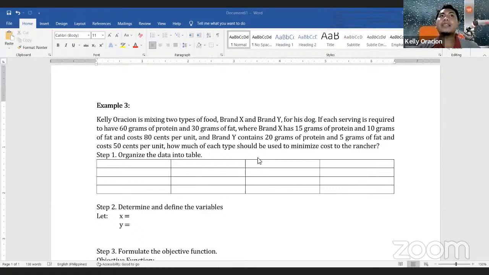If each serving is required to have 60 grams of protein and 30 grams of fat, where brand X has 15 grams of protein and 10 grams of fat and costs 80 cents per unit, and also brand Y contains 20 grams of protein and 5 grams of fat and costs 50 cents per unit. Now, how much of each type should be used to minimize the cost? So again, this time we are going to tackle minimization. Minimize the cost.